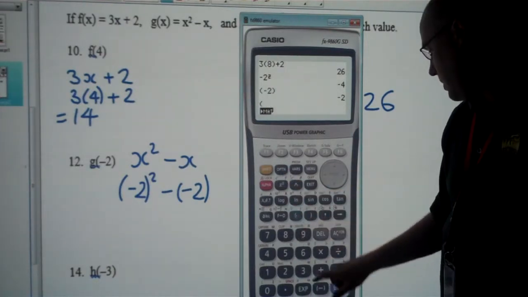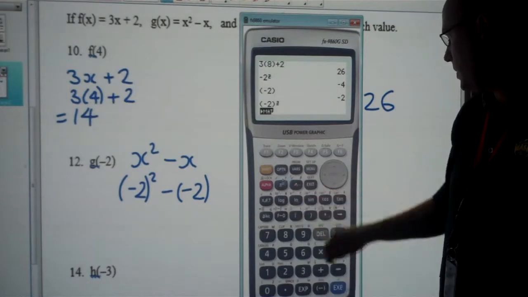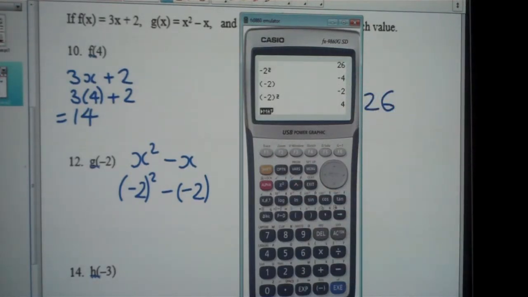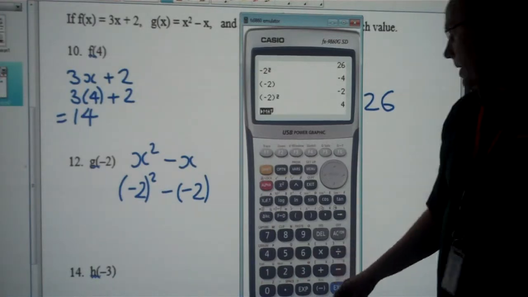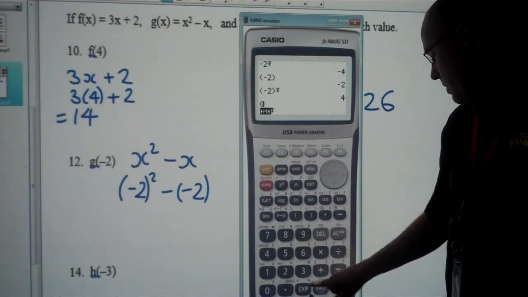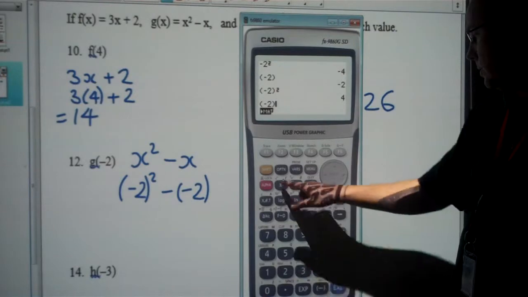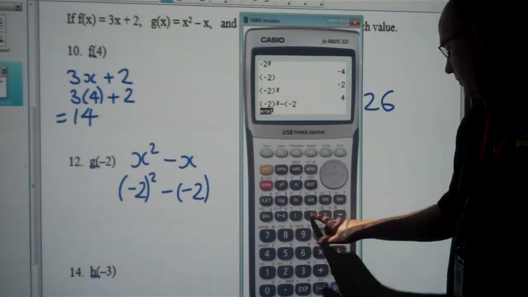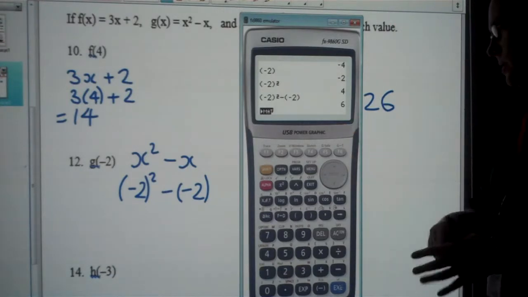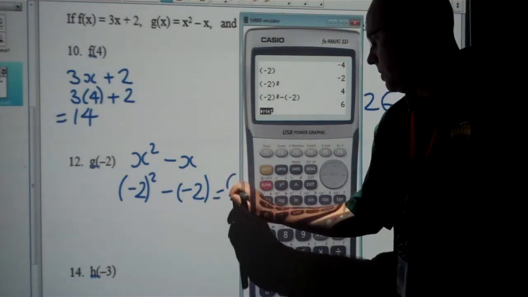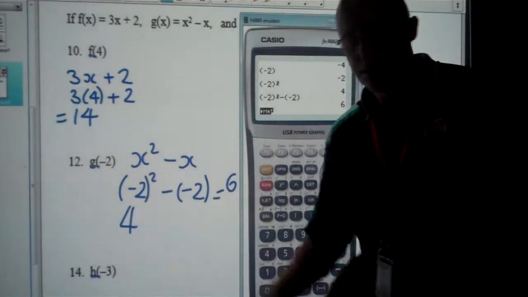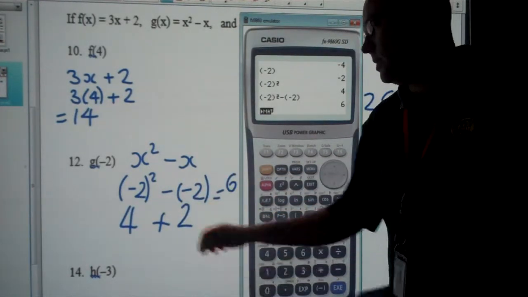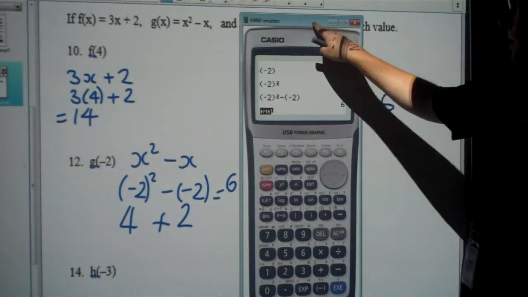Whoops, I forgot to press squared. You can see I get a different answer. I actually get 4 instead of negative 4, which is what I'm looking for. Now, actually for this question, I can just type in this whole thing in one go, and the calculator will do the order of operations for me. Minus parentheses negative 2, and the answer is 6. That shouldn't be a big surprise anyway, having said this was 4. Remember, two negatives: when we subtract a negative, it becomes a plus, which is why 4 plus 2 is 6.